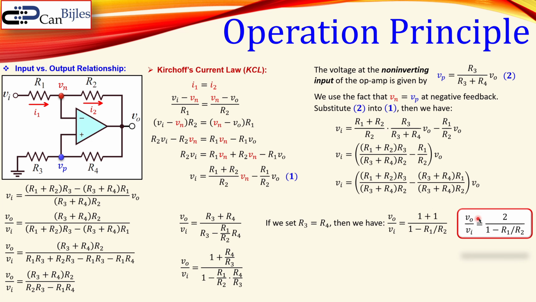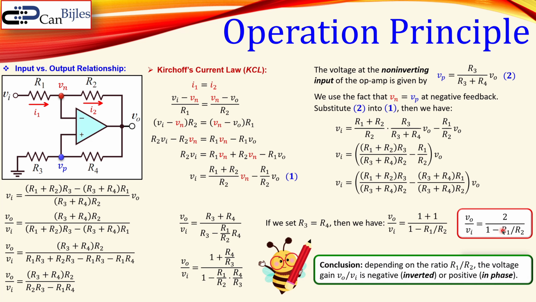Of course, this is just 2, so that will be then 2 over 1 minus R1 over R2. Now you see here actually an interesting thing happening because the gain is really determined by the ratio of R1 and R2. Of course, taking these two together. And it can be positive, so that means in phase with your input, so the output voltage will be in phase with the input voltage.